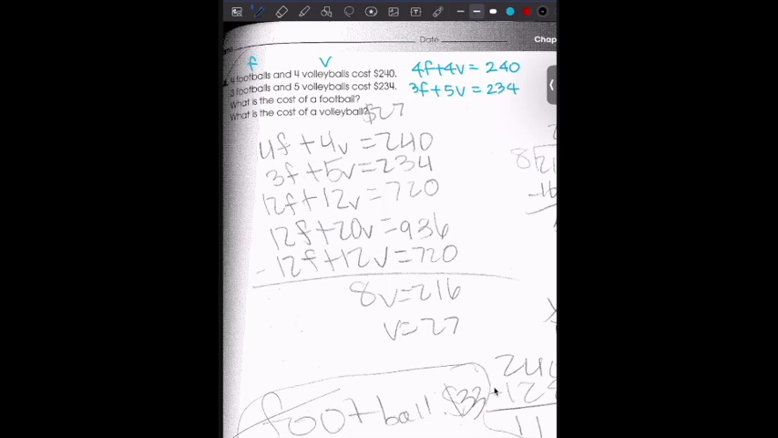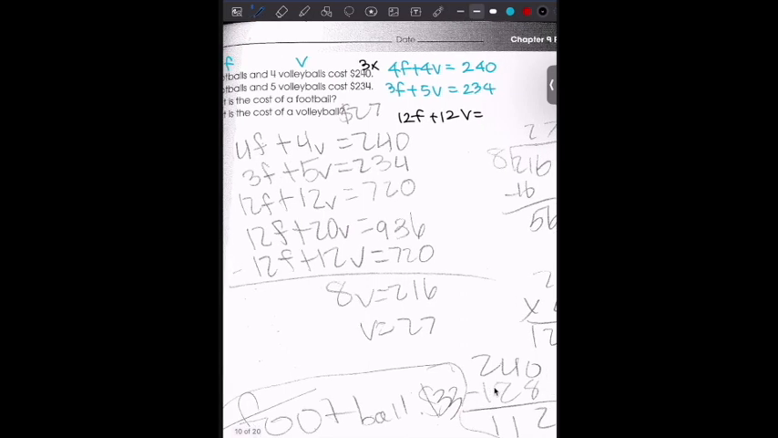So I want to eliminate the variable F. So I'm going to make this 12F. So to get 12F, we multiply 3 to this equation. 12F plus 12V equals 240 times 3. So that is going to be 720. And for the second equation, we multiply 4. So 12F plus 20V equals 234 times 4, which is going to be 936.